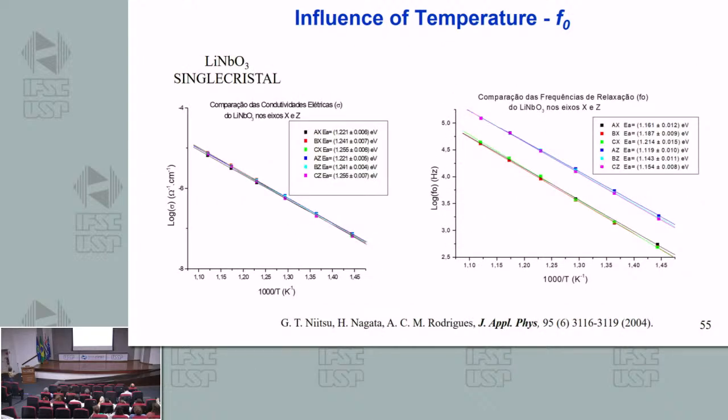This was a very interesting paper, so I measured a lithium niobate single crystal. Someone gave me a single crystal of lithium niobate, and I measured the conductivity in two axes, the z-axis and the x-axis, and I have no change in the conductivity. But when I plot the relaxation frequency, I see a clear change when I change from x to z-axis. It means that the conductivity does not change following the axis of this single crystal, but probably the dielectric constant, the relaxation processes, are different in the x-axis or z-axis.